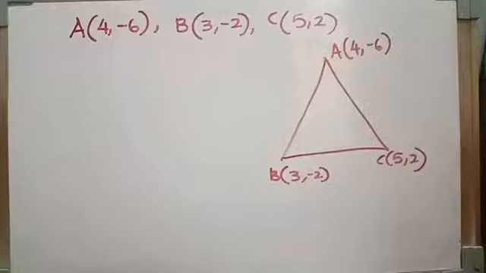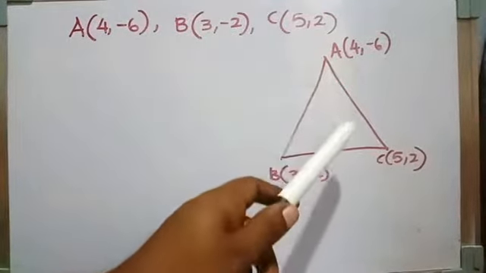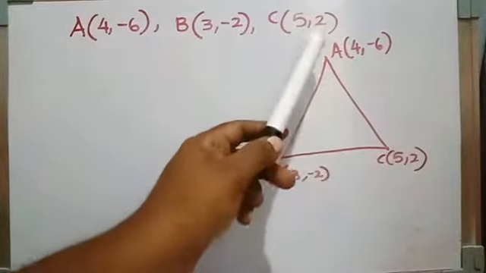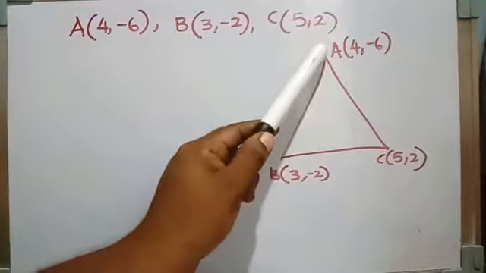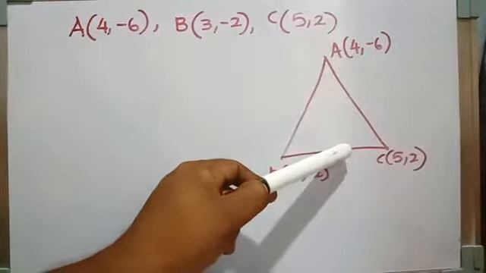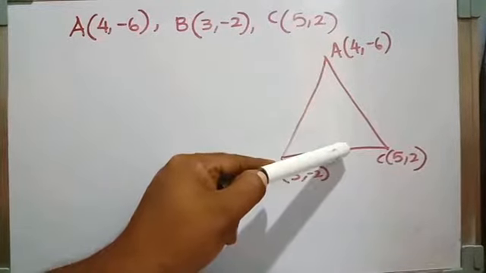This question deals with the median of a triangle. So what is a median? It's nothing but a line segment drawn from a vertex to the midpoint of the opposite side. Median is a line segment drawn from a vertex to the midpoint of the opposite side. Remember, from the vertex to the midpoint of the opposite side.